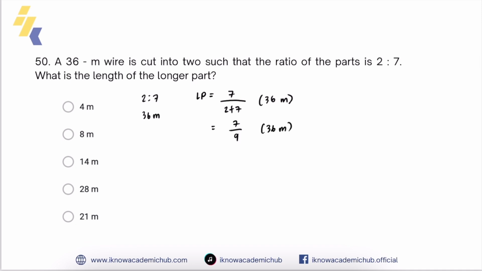We cancel 36 divided by 9 is 4. And 7 times 4 is 28 meters. Therefore, the length of the longer part is 28 meters.